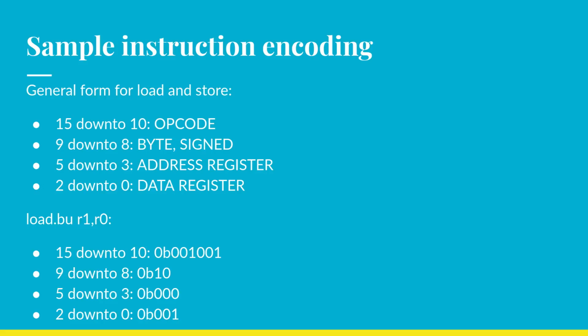So there's an example there. We've got loading an unsigned byte from the address held in the register R0 into R1. So we have the 6 bits of opcode, the 2 bits of effectively the bus mode, in this case byte is set to 1 and signed is set to 0 to indicate unsigned, and the source and destination registers.